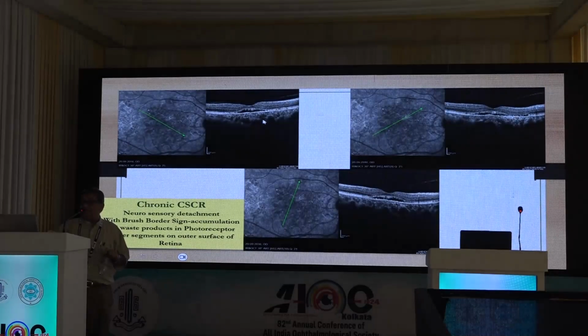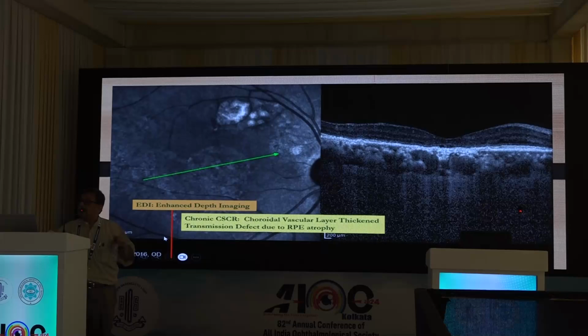This is a chronic CSR. Again, nothing's happening to the RPE. RPE is normal. But there's a little thickening at the level of the photoreceptors. This is called a brush border sign, accumulation of waste products in the photoreceptor outer segments on the outer surface of the retina.